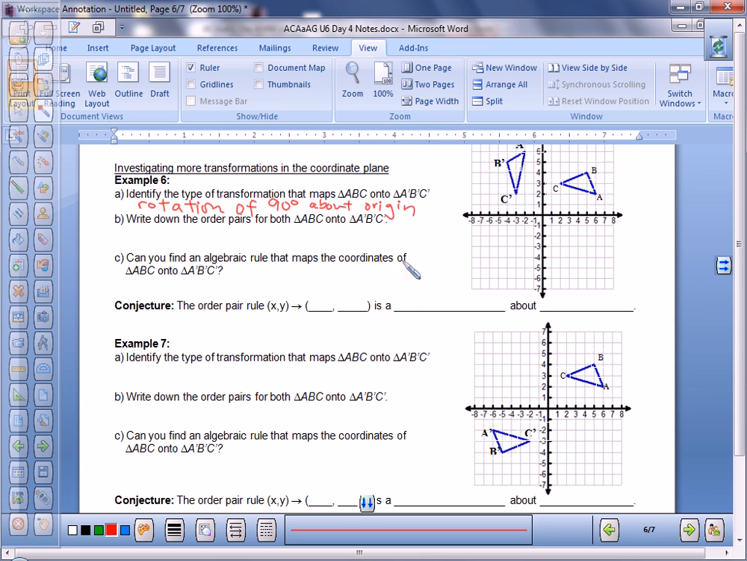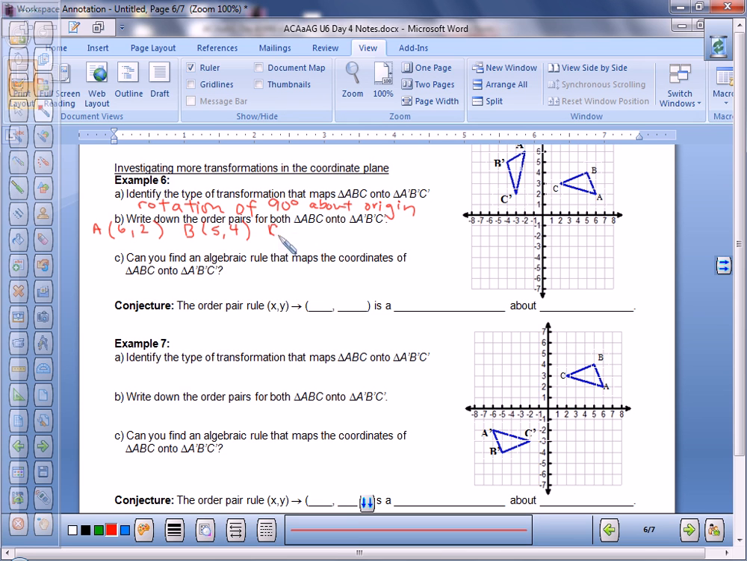Okay, so let's do the ordered pairs for A, B, and C. What is A? 6, 2. B? 5, 4. C is 3, 2. No, 2, 3. Thank you.